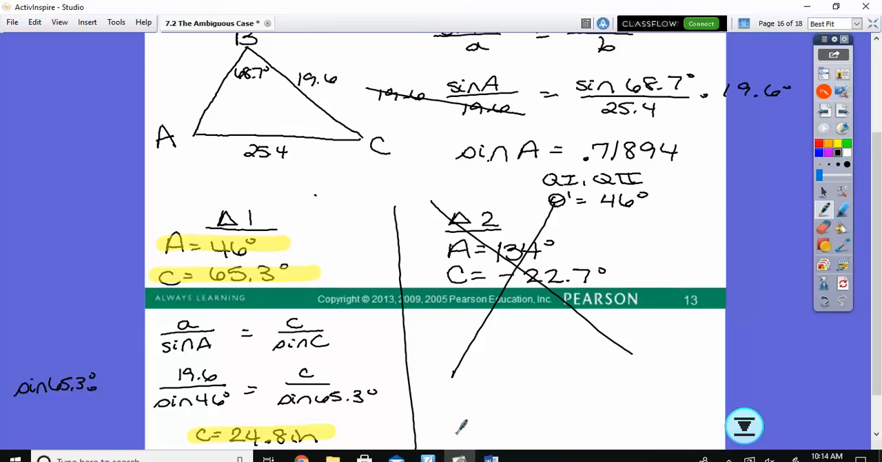Let's do maybe one more problem. So I'm not going to tell you which of the 3 cases it is. I'm just going to put a problem up here and we'll see which one it turns out to be.